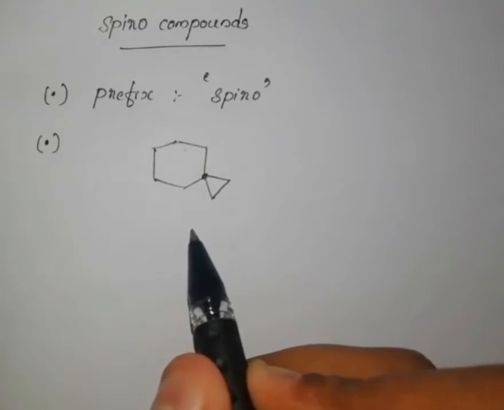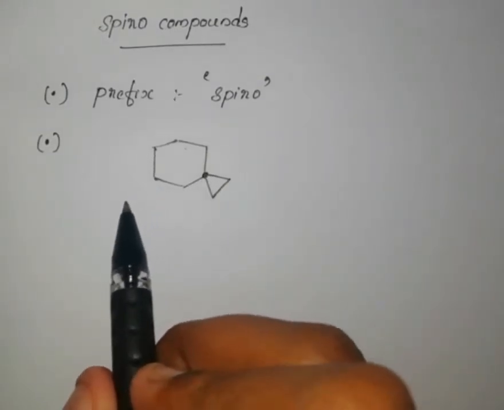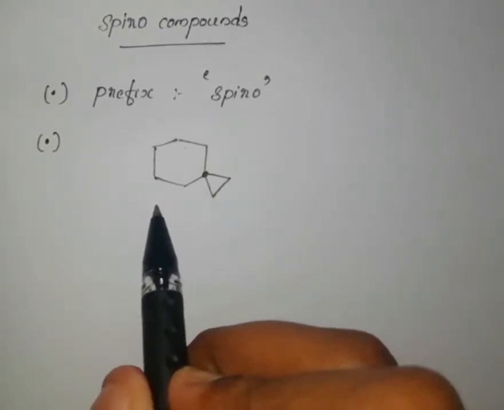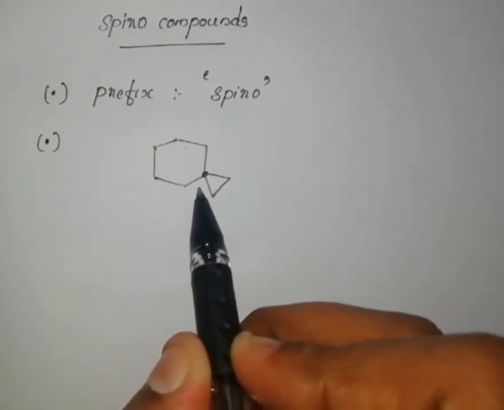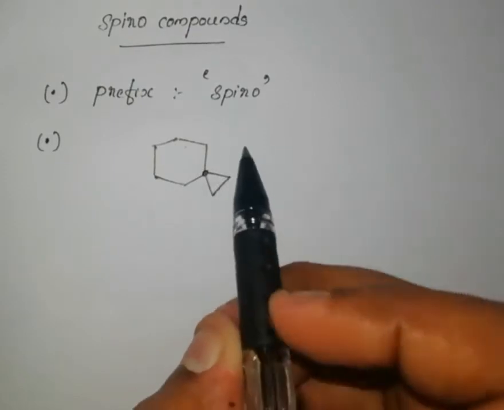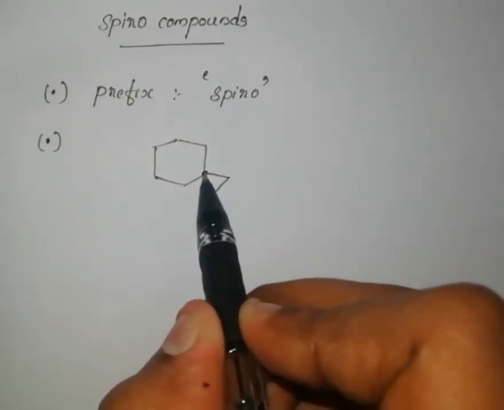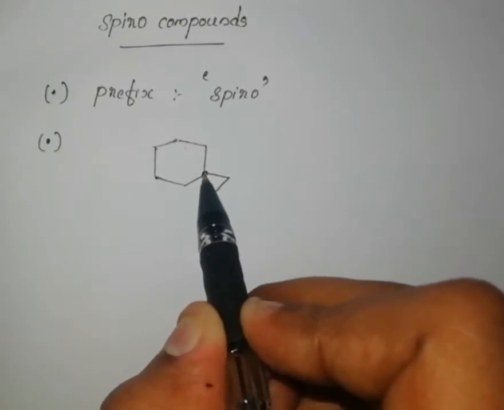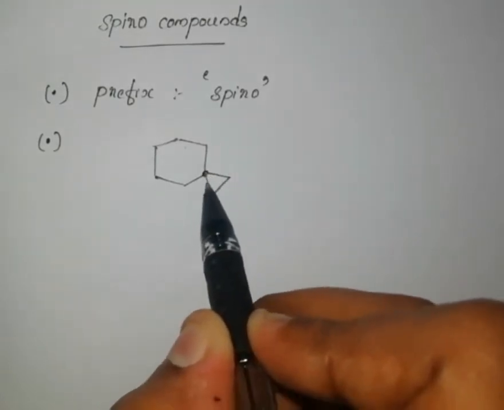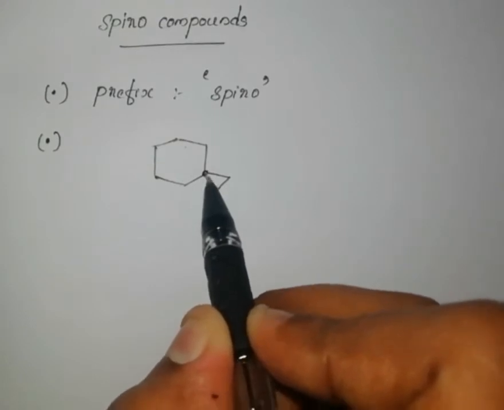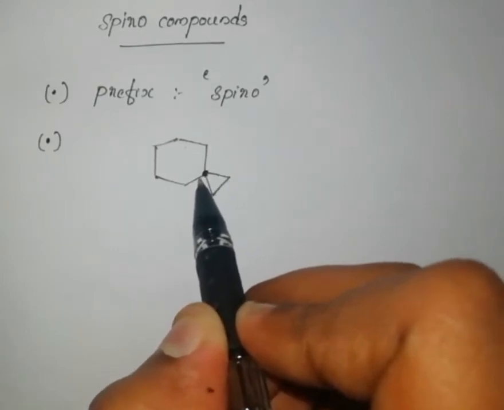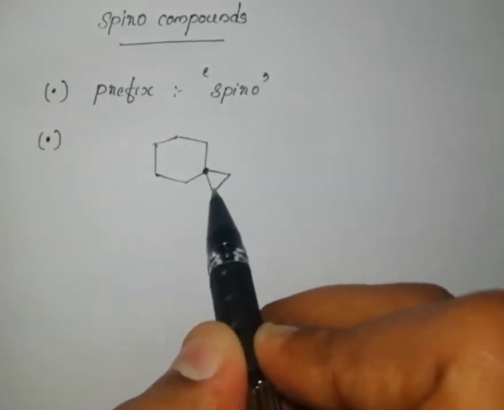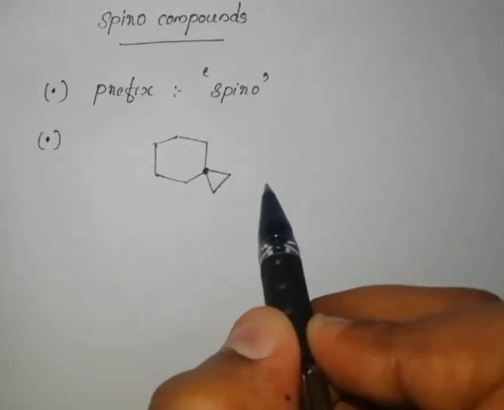Then numbering of these compounds is quite different from that of bicycloalkanes, because here the numbering begins from the ring atom next to the Spiro atom. That is, this is the Spiro atom and the numbering starts next to the Spiro atom, first proceeding around the smaller ring and then to the Spiro atom and finally around the larger ring. This is the way we number a bicyclic Spiro compound.